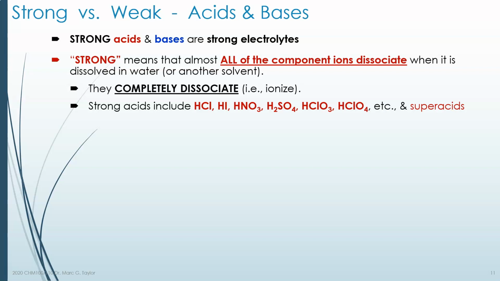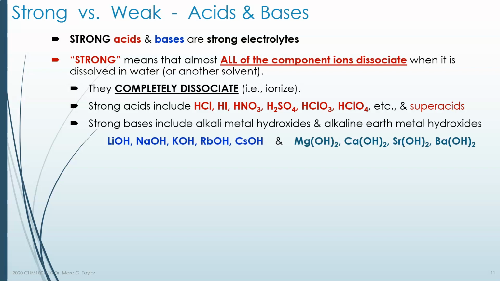So strong acids would include the following: hydrochloric acid, HCl, HI, hydroiodic acid, HNO3, nitric acid, H2SO4, sulfuric acid, HClO3, chloric acid, and HClO4, perchloric acid, as well as a number of others that you're not responsible for, and some other acids that you're definitely not responsible for called superacids that make these strong acids look like Kool-Aid. They are incredibly crazy strong acids, well beyond the scope of this course, but very interesting.